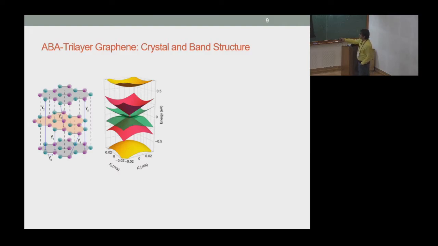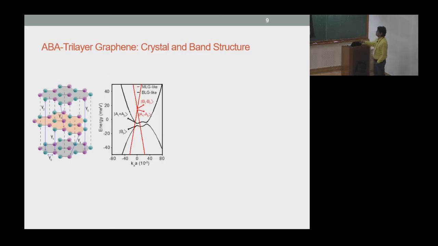You get bands which this red one and green one, red one is the Dirac band. It has some subtle difference, which I'll mention in a second. The green band is a bilayer like chiral band. And these bands are at high energies away from the Fermi energy, which is right here. So we don't really care about it, because transport only cares about what's happening at Fermi energy. So if you zoom in, this is what it looks like.